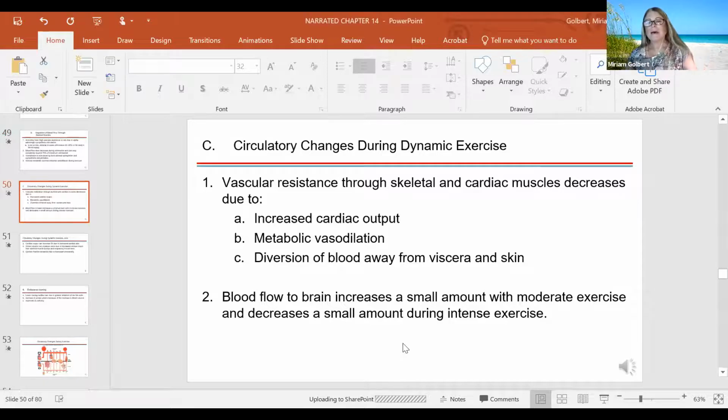So what happens in dynamic exercise, and that would be like running or doing strenuous exercise, you try to decrease the vascular resistance through the skeletal muscle because obviously you're increasing cardiac output, your heart rate increases, your stroke volume increases, cardiac output increases. You have that vasodilation from the epinephrine, and also you're now sending blood to other organs in the body. So we are diverting blood from other organs so that we can fully supply our skeletal muscles, right?